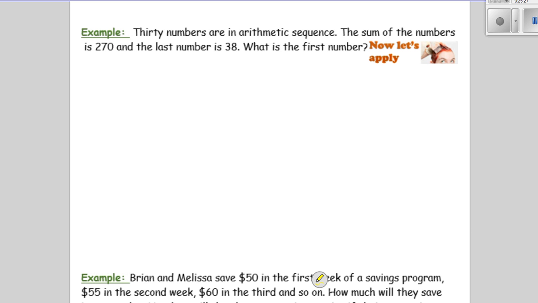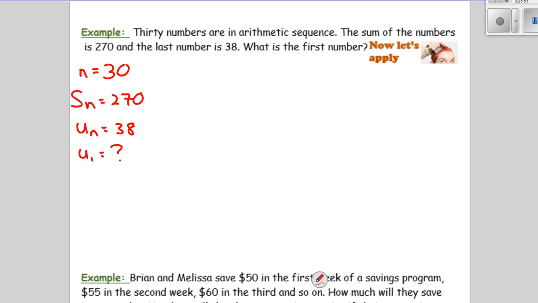If you weren't sure where to begin, writing out your list can sometimes be a little bit of inspiration. 30 numbers are in the arithmetic sequence, so n equals 30. The sum of the first 30 numbers is 270. The last number, u of n, is 38. What is the first number? So seeing that list might help you think which formula you might want to use.